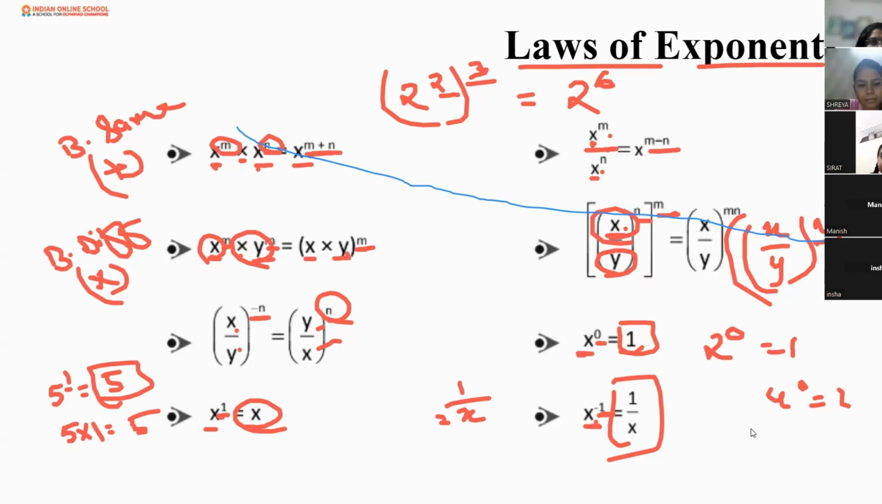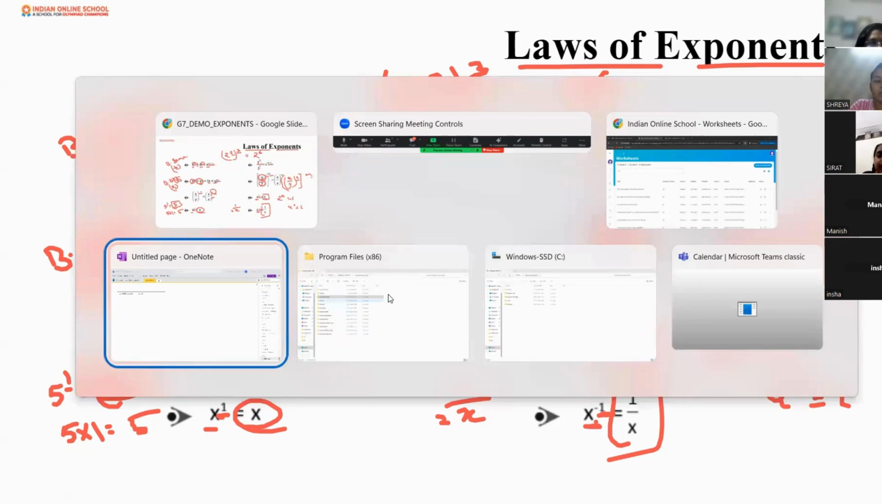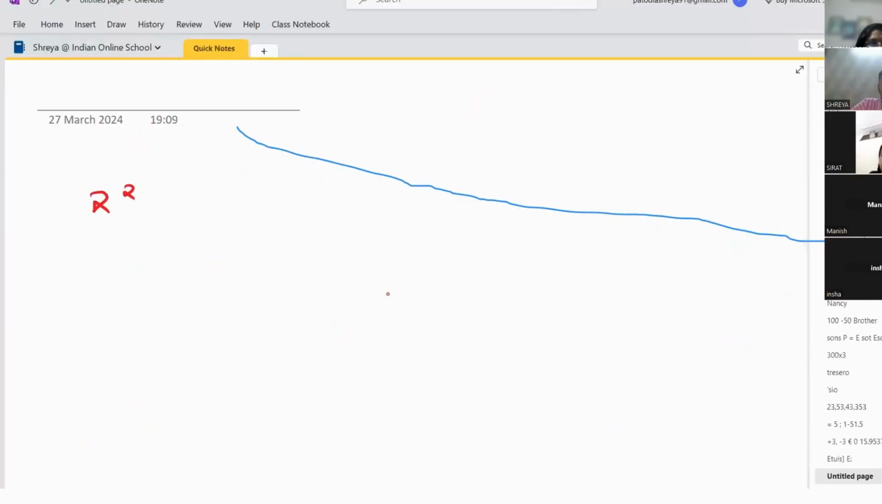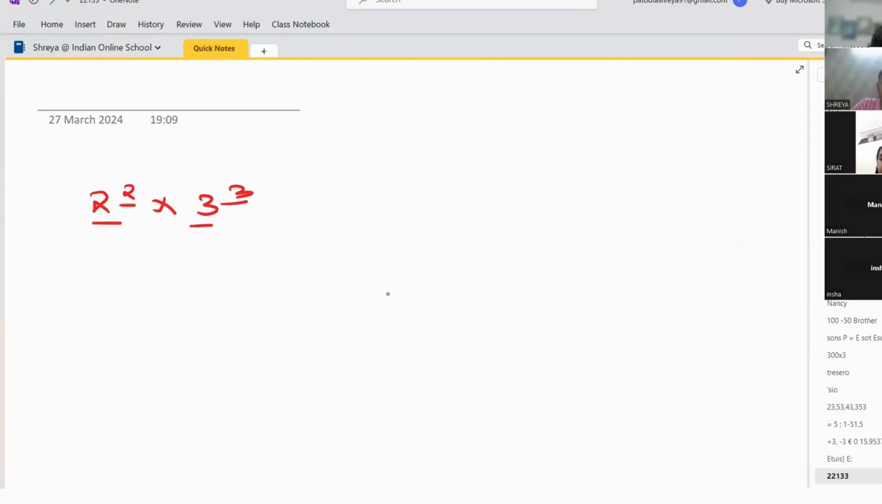What if the base and the exponents are both different? Both the exponent and the base are different, then you have to solve them individually. For example, let's say 2 raised to 2 and 3 raised to 3. Both the base and the exponent are different. In this case, you need to solve them individually. 2 raised to 2 means 2 into 2, 4.